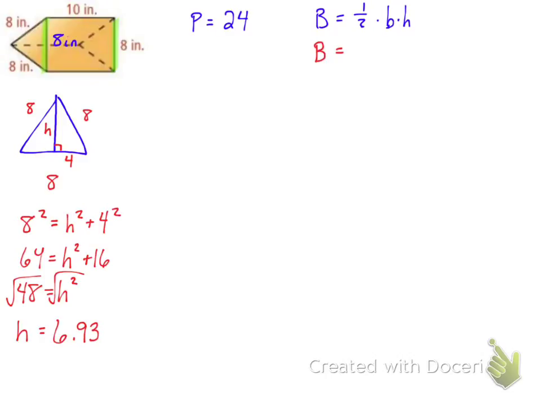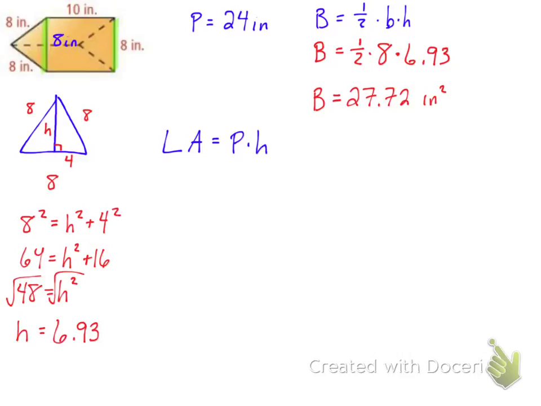So to find the area of my base, I do 1/2 times the base and the height of my triangle. The base is 8, and the height is that 6.93. When I do that, I get that the area of my base is going to be equal to 27.72. Again, those are square inches. These are inches. So when I find my lateral area, I'm going to do perimeter times the height of the prism. So my lateral area is going to be my perimeter, which is 24, times the height of the prism, which is 10. So my lateral area is 240.